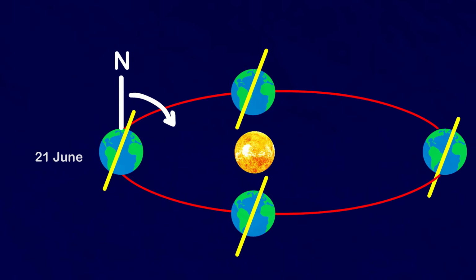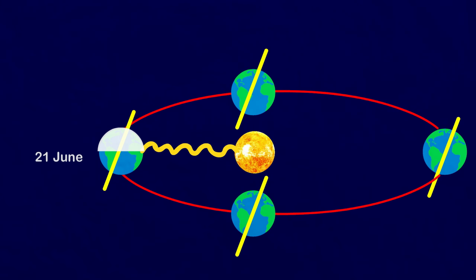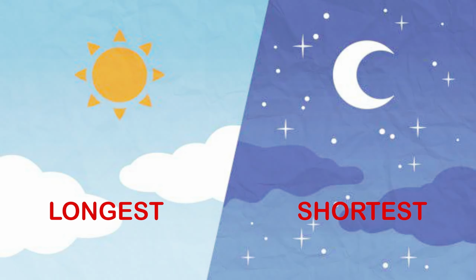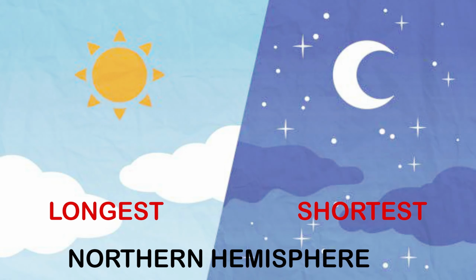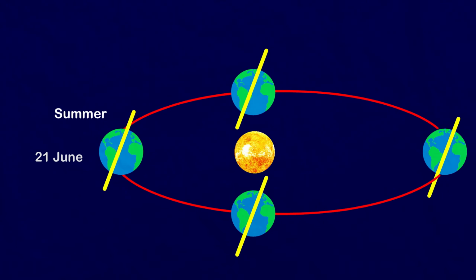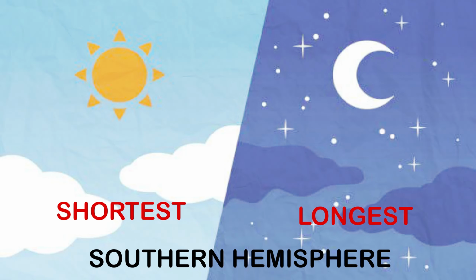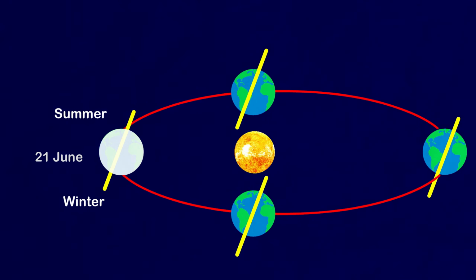The North Pole is inclined towards the Sun and the places beyond the Arctic Circle experience continuous daylight for about 6 months. Since a large portion of the northern hemisphere is getting light from the Sun, it is summer in the regions north of the equator. The longest day and the shortest night at these places occur on 21st June. At this time in the southern hemisphere, all these conditions are reversed. It is winter season there. The nights are longer than the days. This position of the Earth is called the summer solstice.